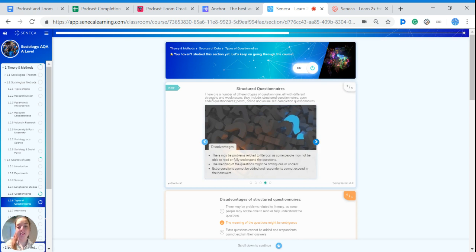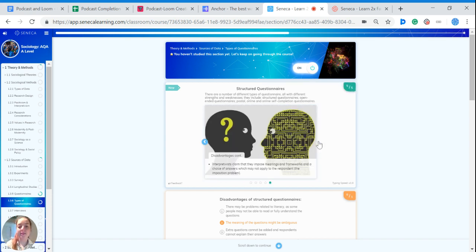The disadvantages are that there may be problems related to literacy, as some people may not be able to read or fully understand the questions. The meaning of the questions might be ambiguous or unclear. Extra questions cannot be added, and respondents cannot expand their answers. Interpretivists claim that they impose meanings and frameworks and a choice of answers which may not apply to the respondent, and this is called the imposition problem.